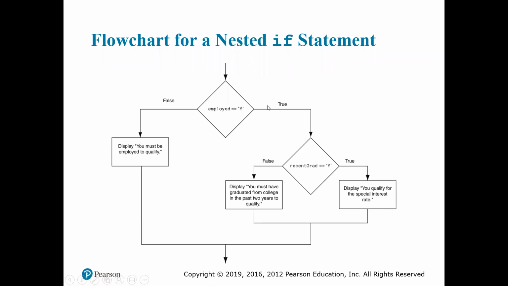So you have an if, and then you have an if inside of there. And if both of those ifs are true, then this one happens. And if this one's false, this one happens. And if this one's false, this one happens. That makes sense so far?